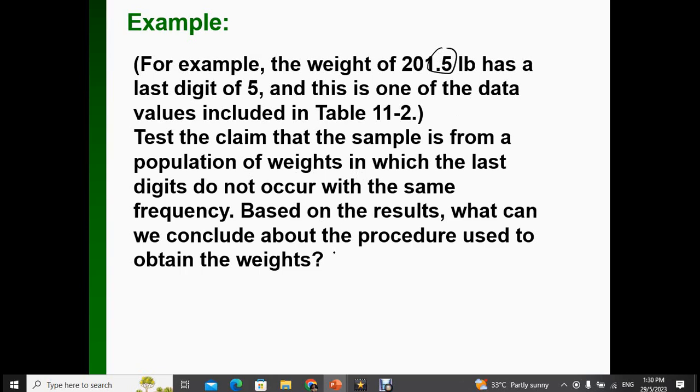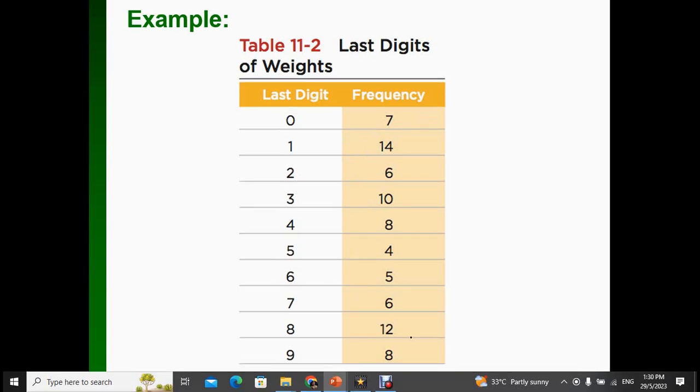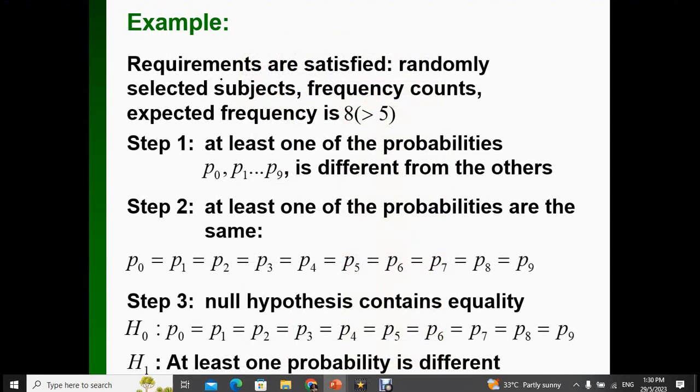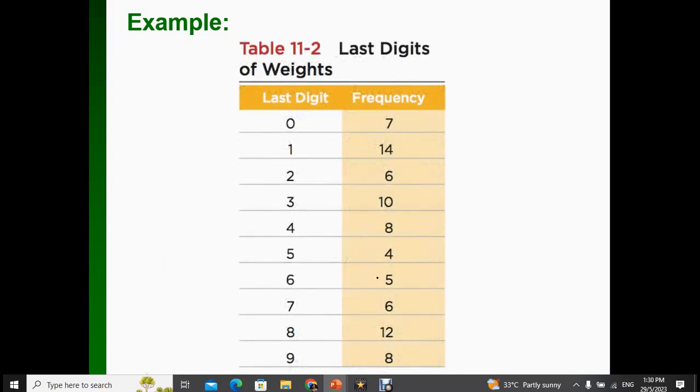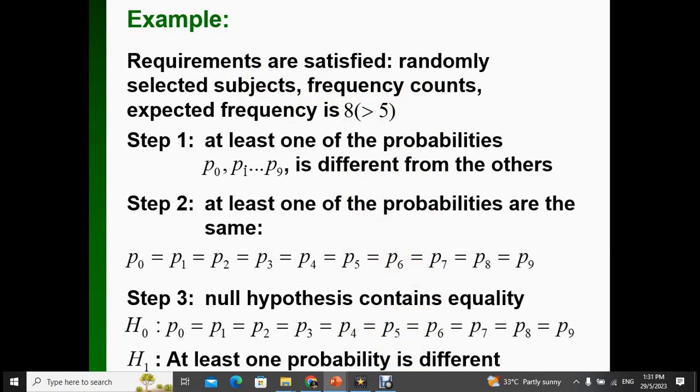Based on the result, this is your data. The last digit 0 occurs 7 times, the last digit 1 occurs 14 times, 2 occurs 6 times, 3 occurs 10 times, and the last digit 9 occurs 8 times. This is the frequency of the last digits. To solve this, we require the subjects to be randomly selected and the expected frequency to be at least 5. We have 8, which is bigger than 5. Step 1: the hypotheses. Step 2: at least one probability is different from the others.